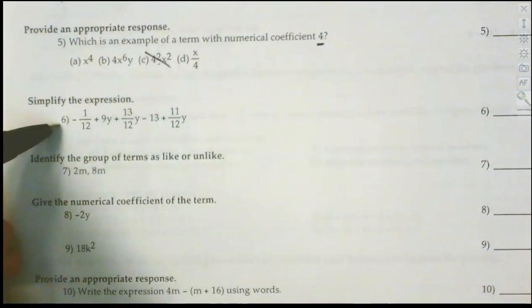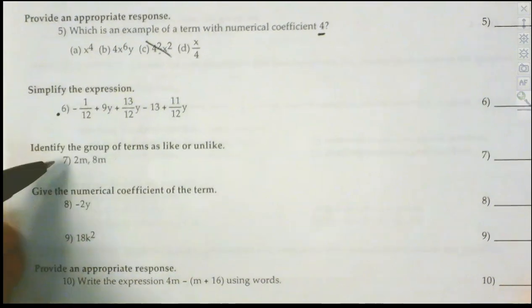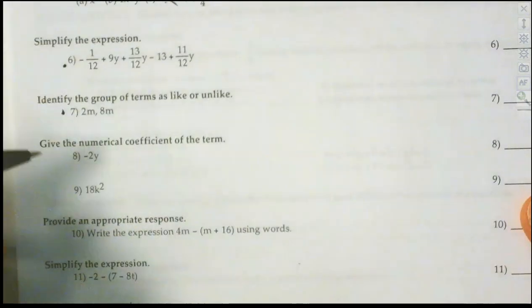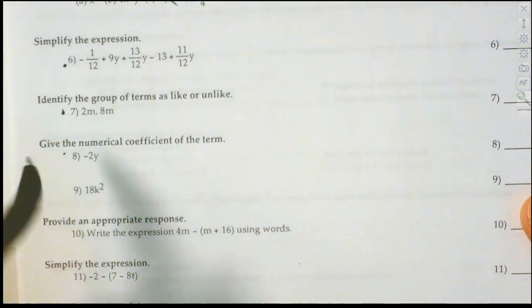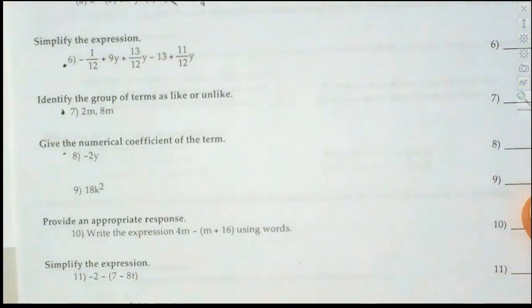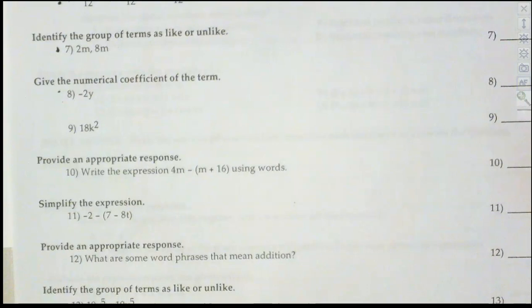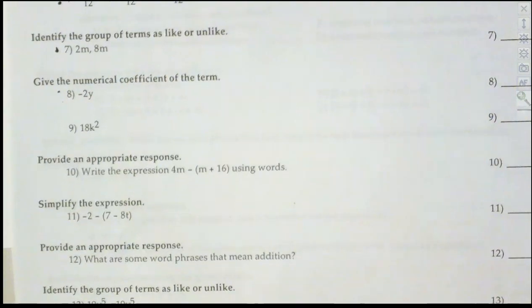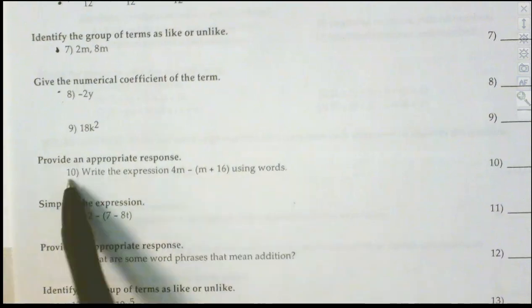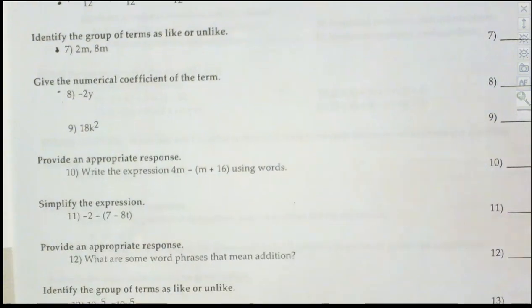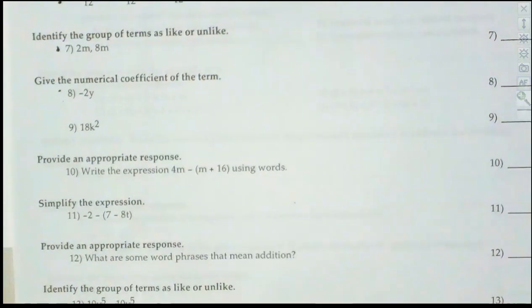Question 6, we did one just like it a few minutes ago. 7, we talked about like and unlike. 8 and 9 are just find the numerical coefficient, so the number in front. 10, rewrite this using words. So 4 times m minus, whatever. Write it in terms of words. So this one, just take this expression and write it in terms of words. So you could say something like 4 times m minus the quantity m plus 16. Whatever you want to write so that it's the same thing.